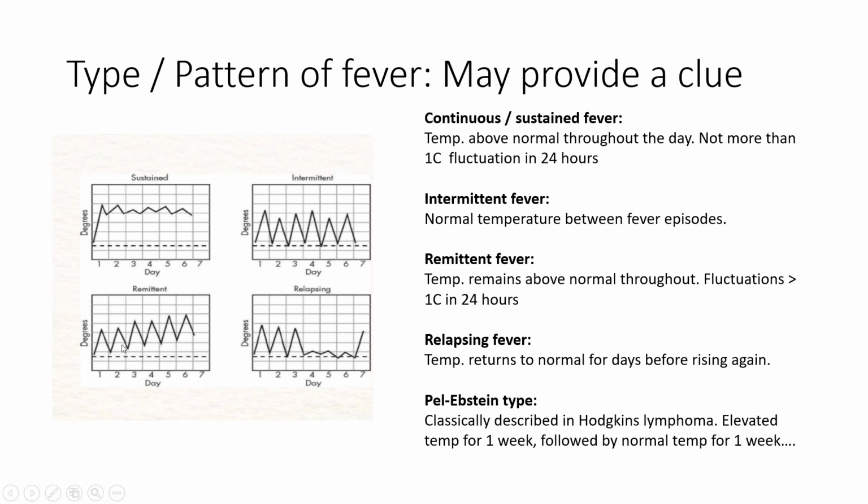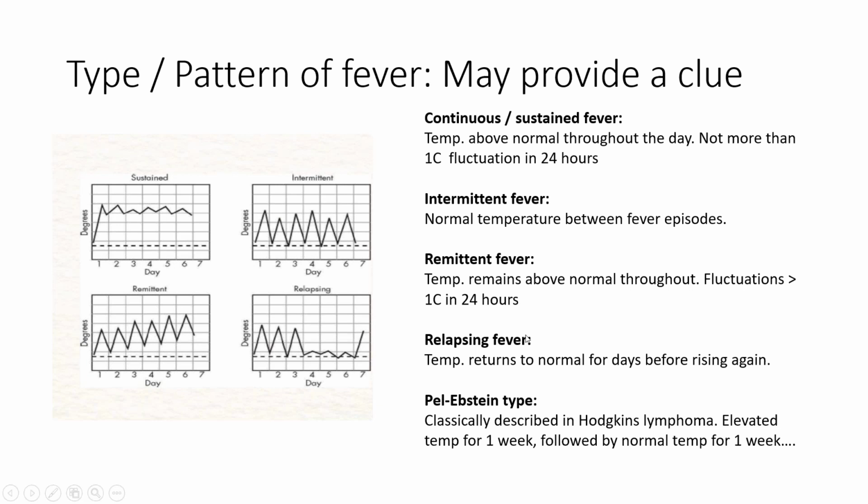But every time the temperature comes down, you find that the temperature is not hitting the baseline, which means that fever is persisting in this patient. The body temperature remains elevated, and the fluctuations in the body temperature are beyond 1 degree Celsius in every 24 hours. So these are the three classical patterns of fever.